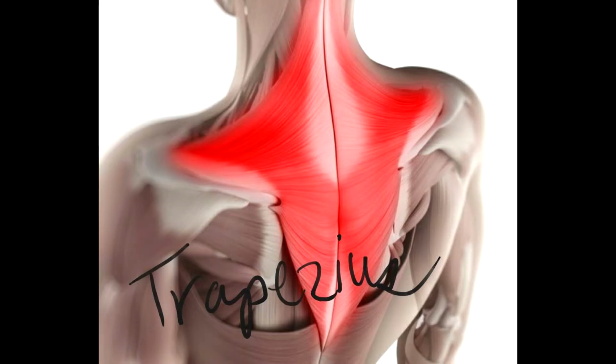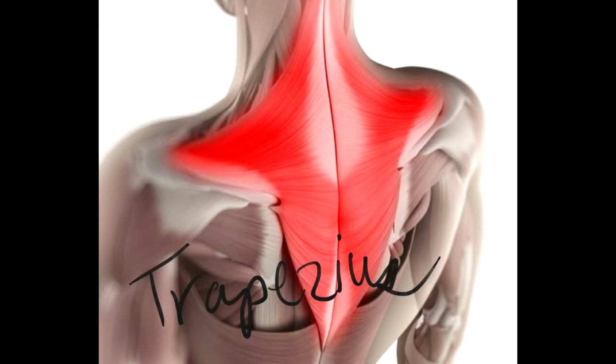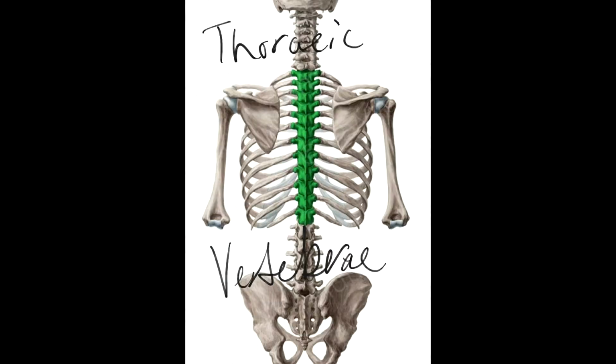Two significant muscles of the back are the trapezius, which comes from the Latin word for trapezoid shaped, and the latissimus dorsi, from the Latin words for wide and back. The trapezius is in the upper back and actually runs from the back of the occipital bone down to the thoracic vertebrae.